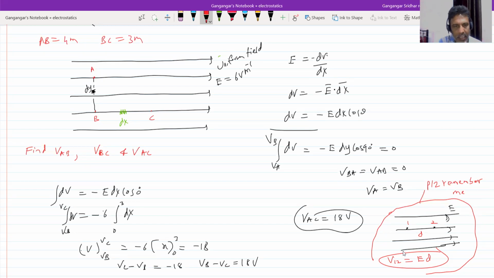To reach till here is what we did, we all struggled, that's all. Okay, this is about the uniform field. That's the thing. Let's take some more diagram based questions only.